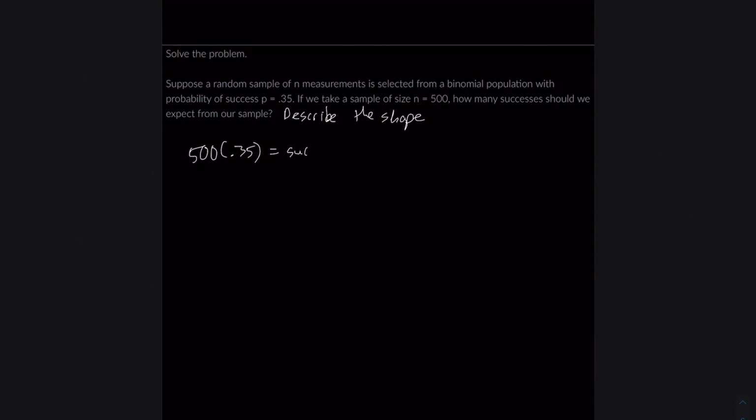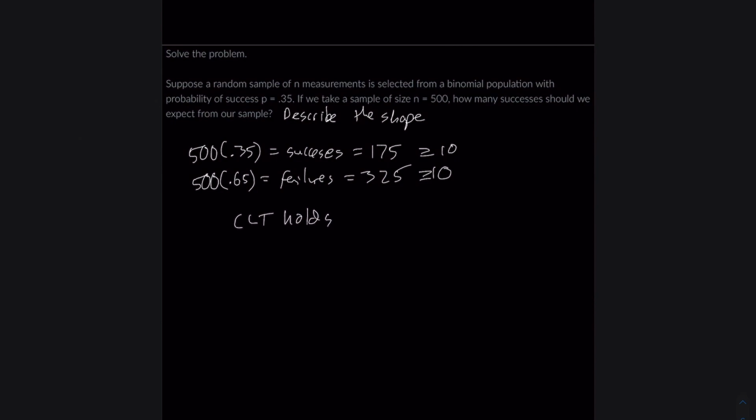equals successes, right? And so this is equal to 175, and then 500 times 0.65 equals the failures, and this is equal to 325. That's right, so both of these are greater than or equal to 10, so CLT holds and normal.